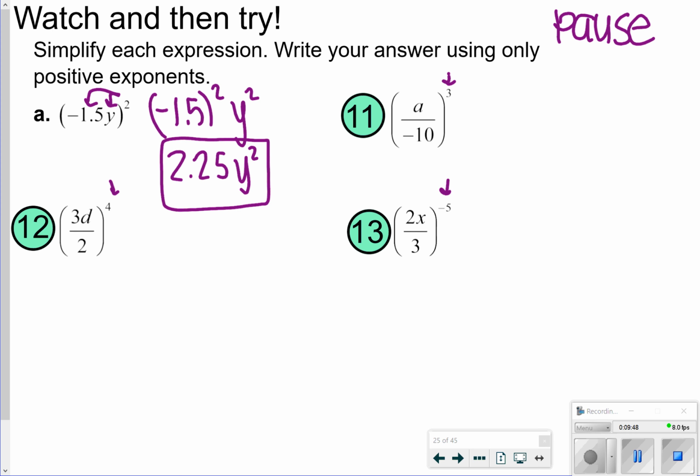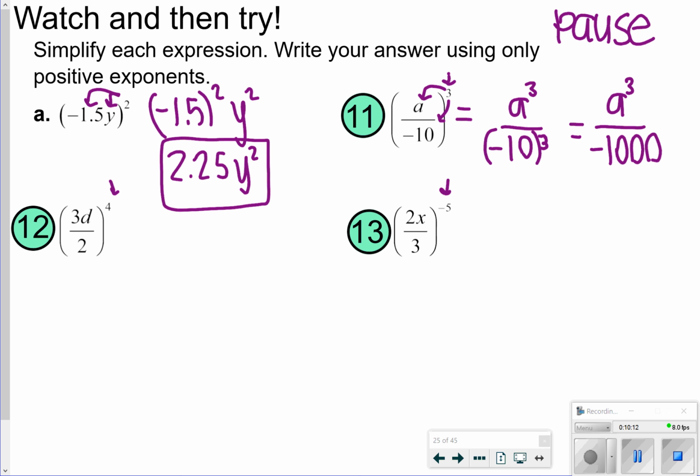Okay, to start off with 11, this is what I did. I did my distribution of the 3 to the a and the negative 10. So I get a to the 3rd over negative 10 to the 3rd. Okay, once I'm done with that, then I can go ahead and simplify. A to the third is just going to stay a to the third, but negative 10 to the third I can actually write as negative 1,000, because negative 10 times negative 10 times negative 10 is negative 1,000. So negative a to the third over 1,000, or a to the third over negative 1,000, either one.